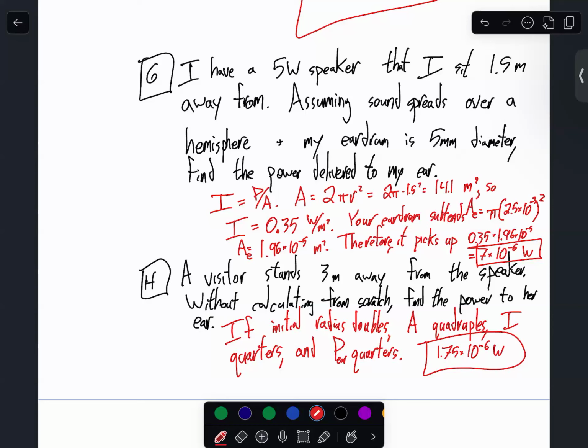That is how densely packed the acoustic power is at the radius away from the speaker where my eardrum sits. My eardrum is a circle of a given size, 2.5 millimeters radius, that this intensity is striking. So if I have the area of my eardrum and the intensity, power is area times intensity. Bam.